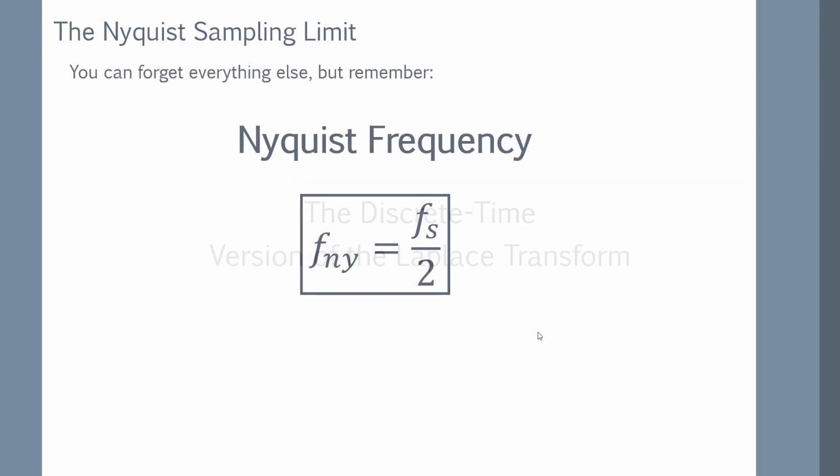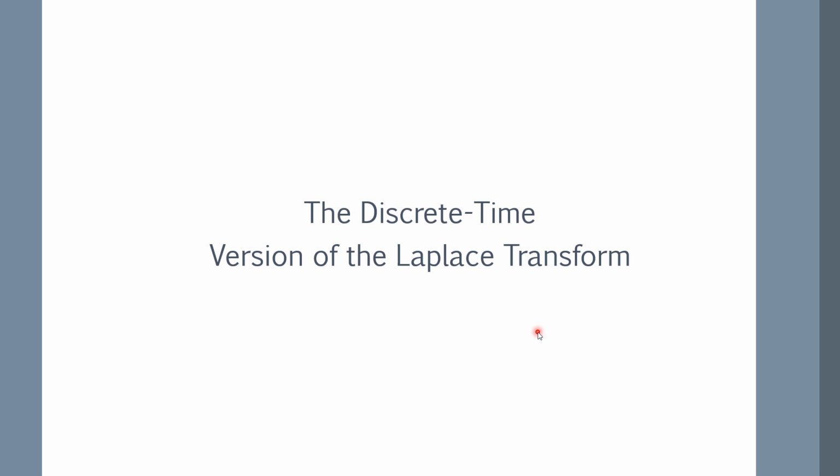Okay, so this will end the first section, and now we're going to dive a little bit into the math. We're going to talk about the discrete time version of the Laplace transform, and that would be the Z transform. That's called the Z transform in the literature.